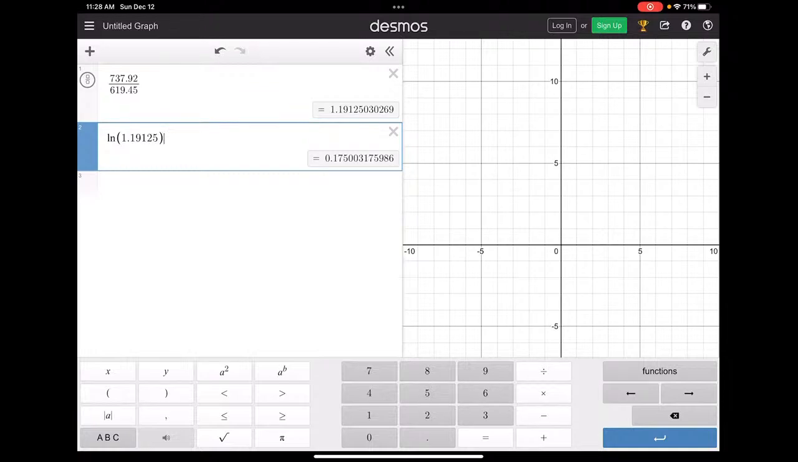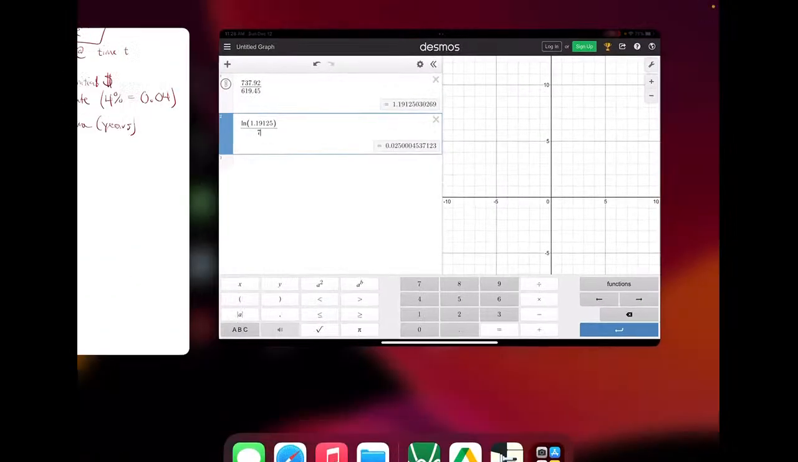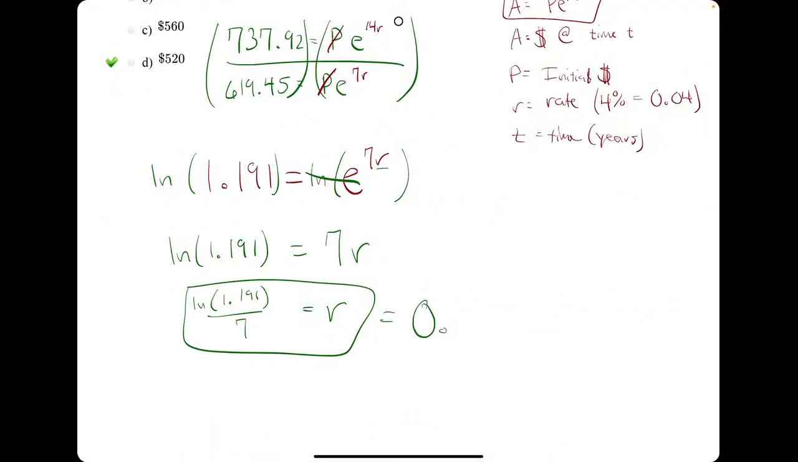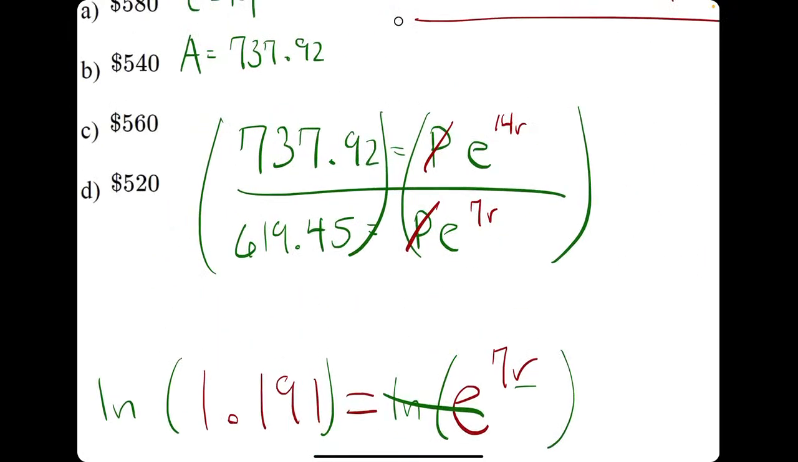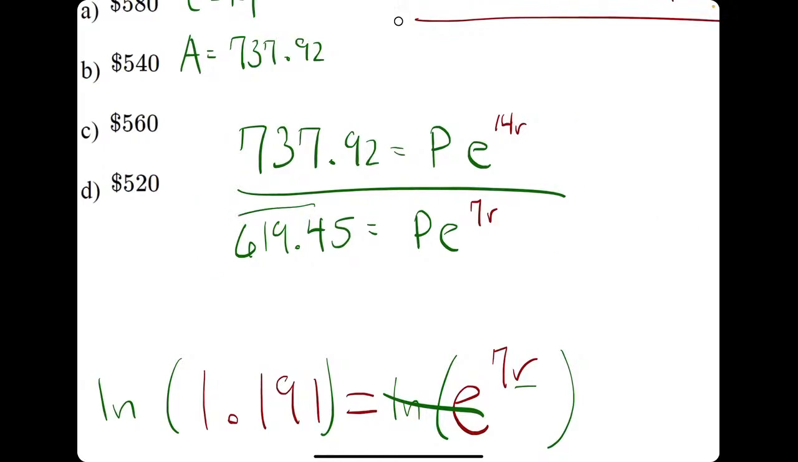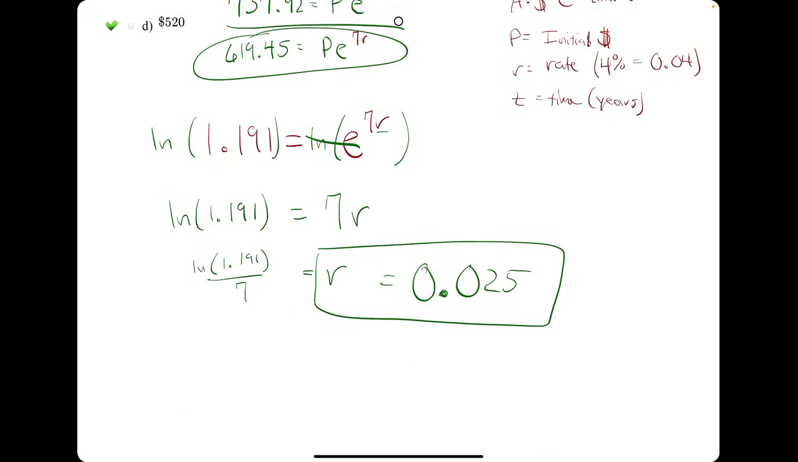1.19125. And then we'll divide that by 7, and we get a nice 0.025 as our R value. Now that we have R, we'll go back to one of these initial equations, either the top one or the bottom one. I guess I'll use the bottom one here. It does not matter.